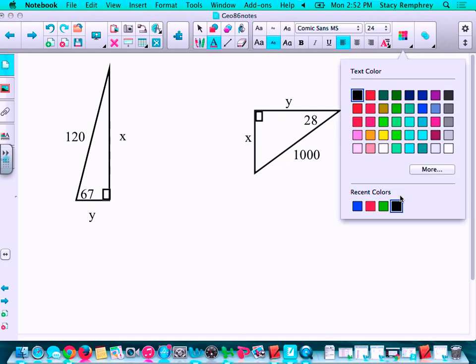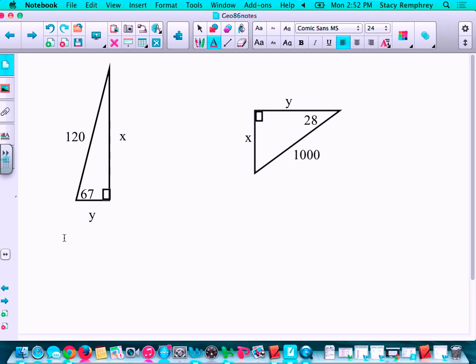Okay, let me just change my color here. So when I go to 67 degrees, I'll use that one. I'm given the hypotenuse, so I'm going to use one of my ratios that has the hypotenuse. For right now, I'm going to solve for x. So what is x to 67? X is opposite 67. So I'm going to try and find the opposite if I have the hypotenuse. So I'm going to use sine because sine is opposite to hypotenuse. So the sine of 67 equals x over 120. I'm going to multiply both sides by 120.